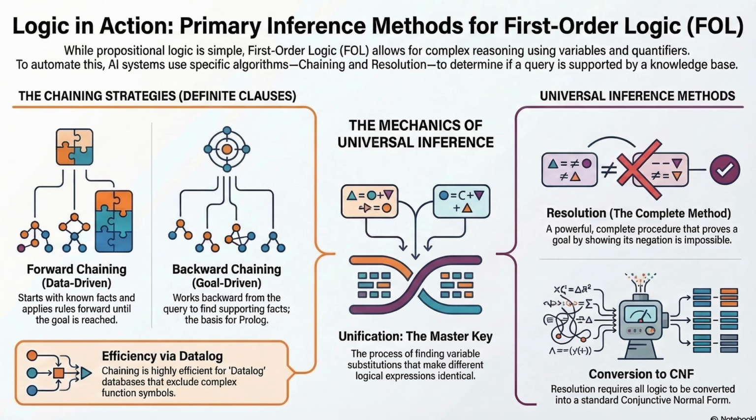It was a massive deal in the 80s and 90s. It powered production systems like XCON, which DEC used to configure computer orders. It saved them millions of dollars. And it's the basis of cognitive architectures like SOAR. The notes mention SOAR. It models human memory. Yeah. They try to essentially mimic the structure of the human mind.